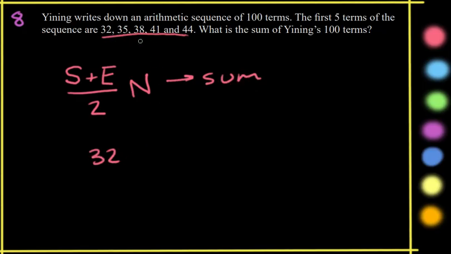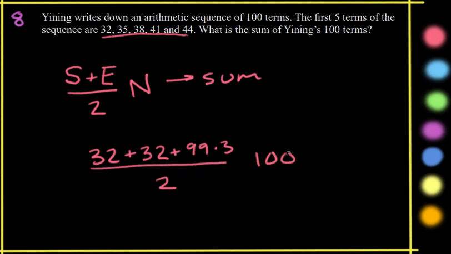We don't explicitly have the ending number, but we know that the ending number is going to be 32 plus 99 threes, right? In order to get to the second number, you need to add 1 three. In order to get to the third number, you need to add 2 threes. All the way up to getting to the 100th number, you have to add 99 threes. So this will be the starting plus the ending. Then we have to divide by 2. And then we have to multiply by the number of numbers, which is 100.